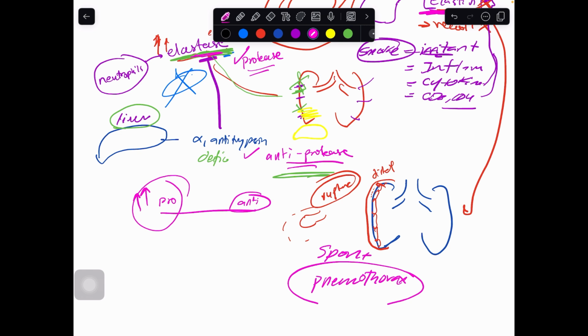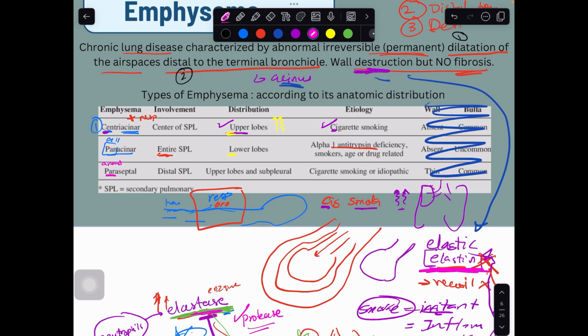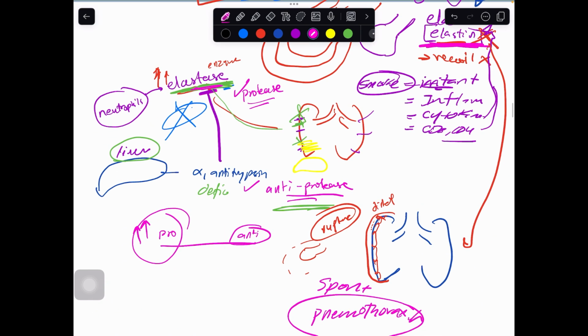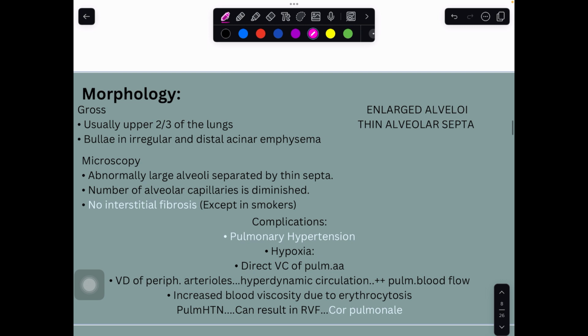Specifically, we're talking about the paraseptal or distal acinus. Okay? It's mostly going to be affecting the distal acinus and mostly the upper lobes. It is usually idiopathic. So spontaneous pneumothorax, we understood it because it ruptures and then it causes it. Okay. I think I'm done. Morphology, the gross appearance, what we can see with the eyes.